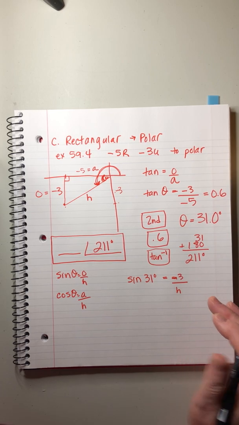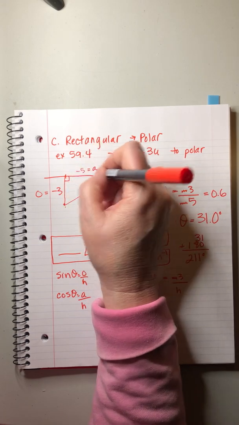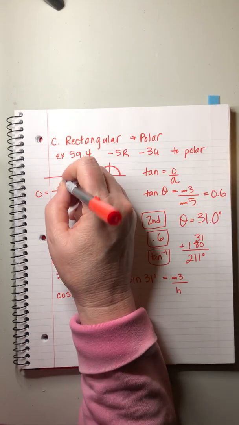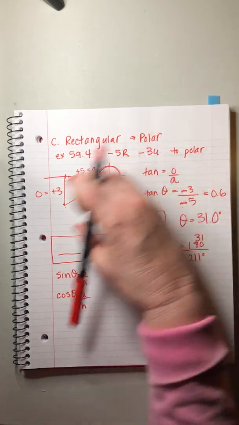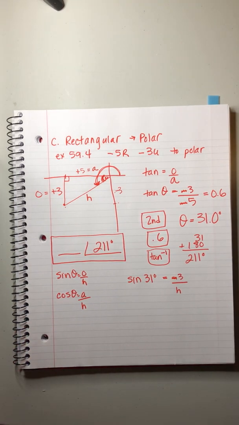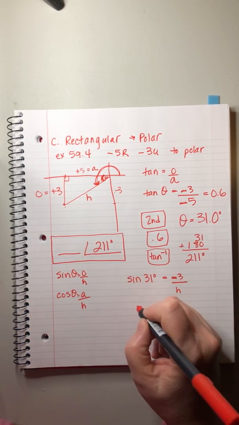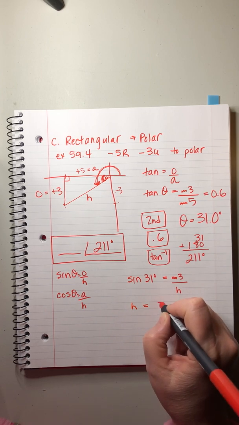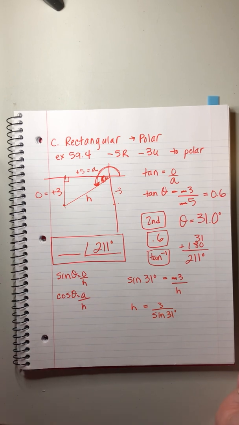So I don't need the negatives, and I really didn't even need them here. The length of this side is positive 5. The length of this side is positive 3. We use these minus signs to get us in the third quadrant, but when we're just looking at this triangle, those negatives are no longer important to us. Okay, so now I'm going to cross multiply and flip those two, and I'm going to get that the hypotenuse will equal 3 over the sine of 31 degrees.